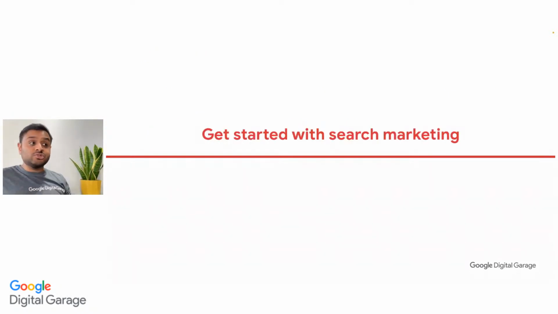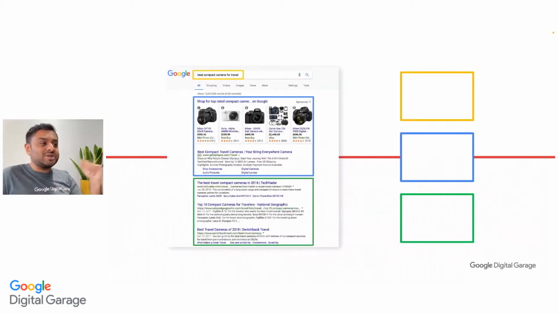When it comes to search marketing, the best place to start is by dissecting this page, which you can see here on screen. This is what is known as a search engine results page. If any of us have ever typed anything into Google and hit the enter key or the magnifying glass button, we would be shown results like this, albeit different results depending on what we are searching for. In this example, somebody has typed what they're looking for, which is best compact camera for travel.